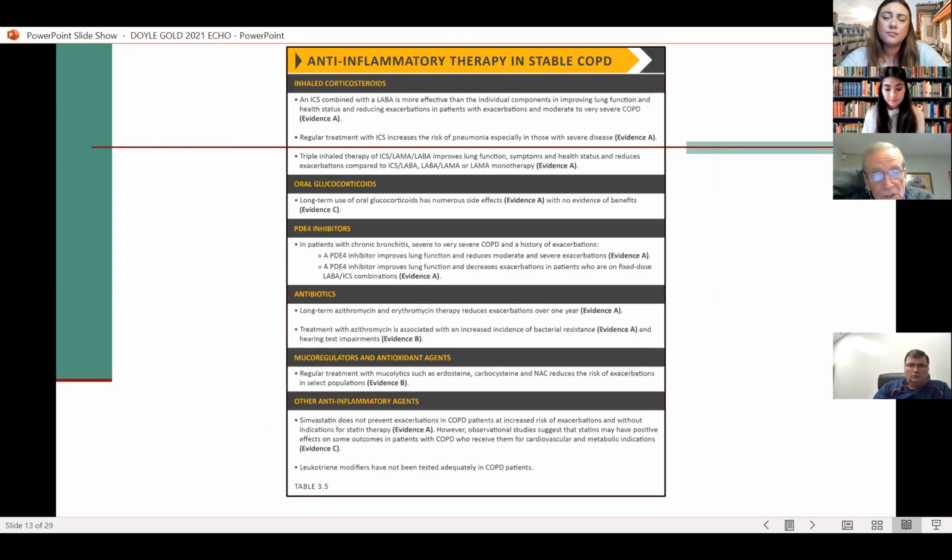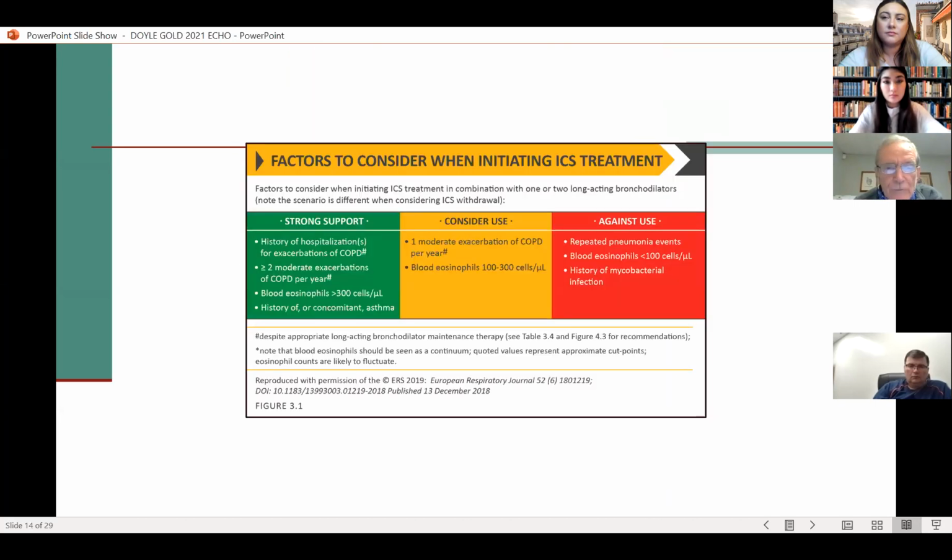They have a similar summary of anti-inflammatory therapy in stable COPD, which mainly is using inhaled corticosteroids. Although you can see they have PDE4 inhibitors. That's roflumilast. Remind me the brand name. Okay, if you think of it, throw it out. But anyway, roflumilast is a PDE4 inhibitor that reduces exacerbations in people with severe COPD. We use it very little. Pulmonologists tend to use it a lot.